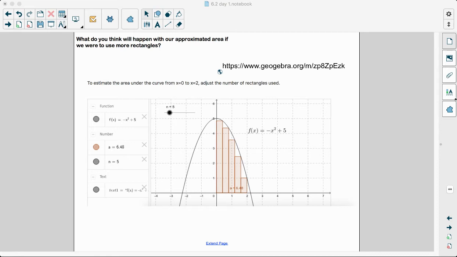I'm hoping you can see this. I'm not sure if you can. I might have to splice it in.